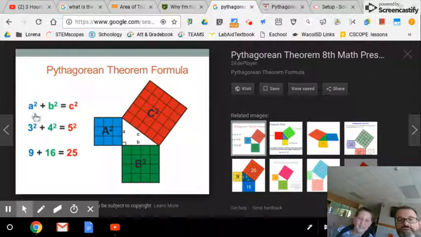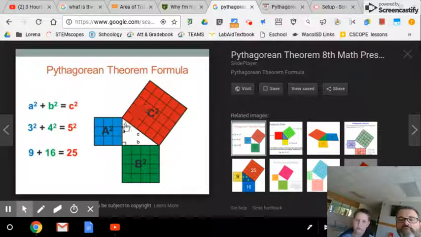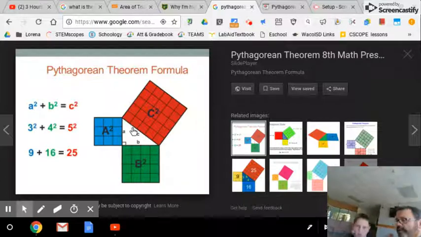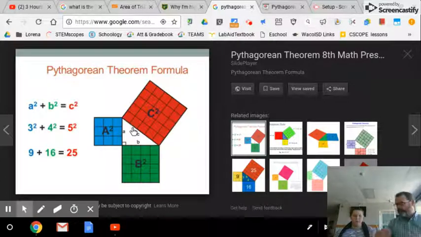If this is not true, say you did a squared and b squared and it did not equal c squared, then this would not be a right triangle. That's right. So the Pythagorean theorem would not work.